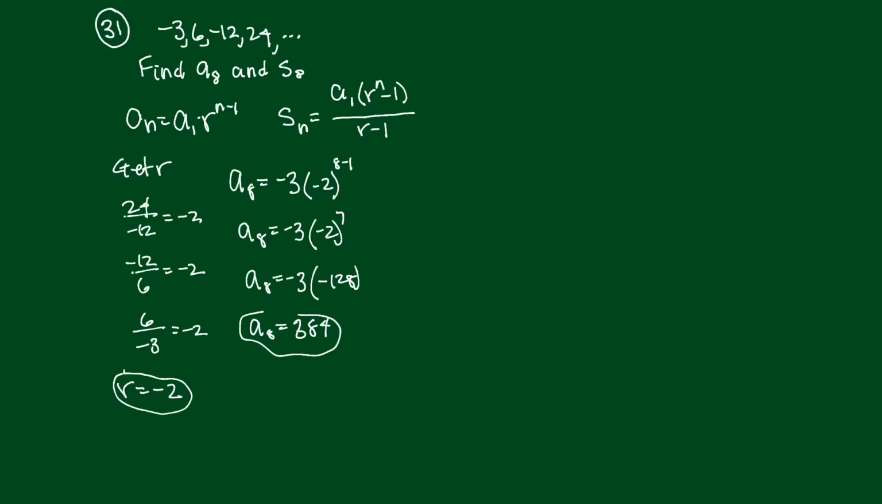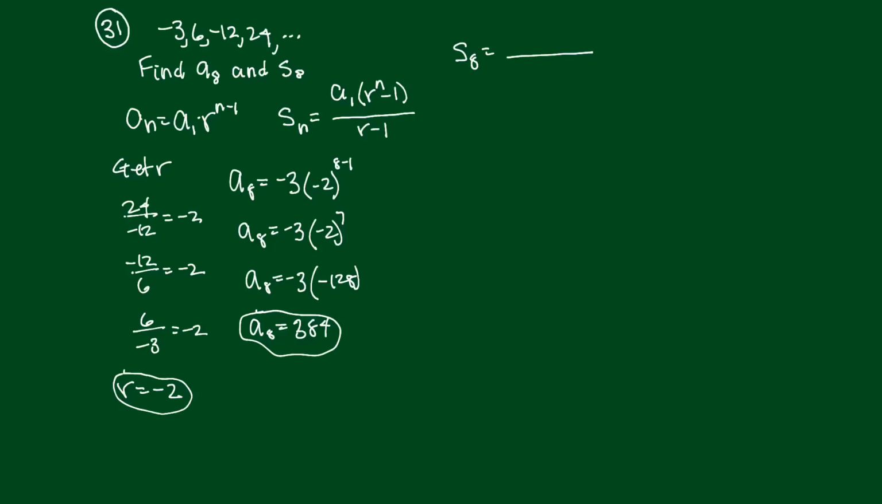Very good, right? So we've got r, and we used r to get the 8th term. That's what we were looking for. We wanted to get the 8th term. Now, we'll use this formula here to get the sum of those first 8 terms. So let's write this. S sub 8 will be this fraction, a1. a1 is -3.